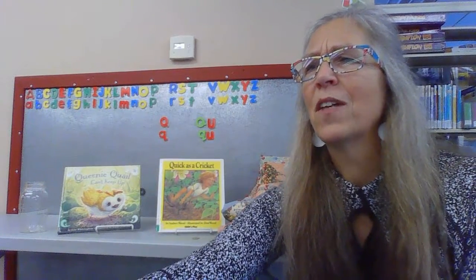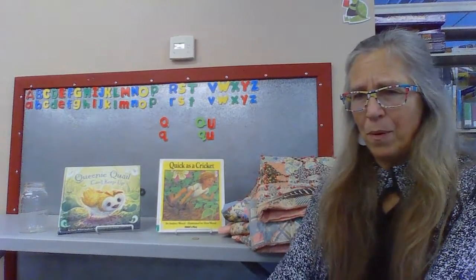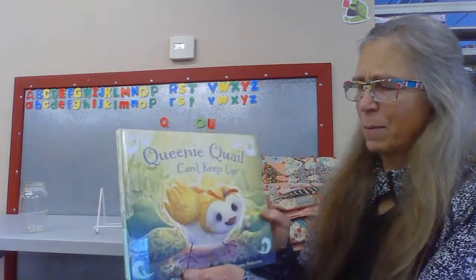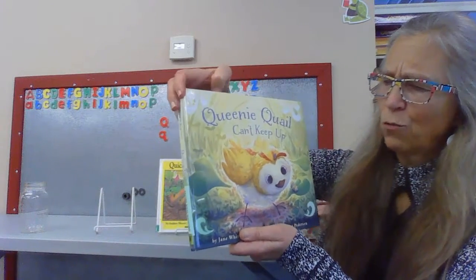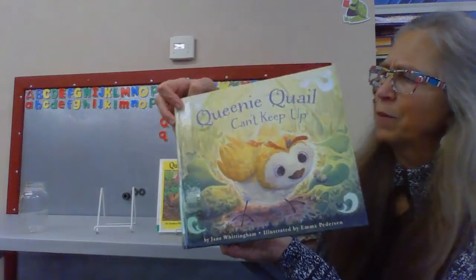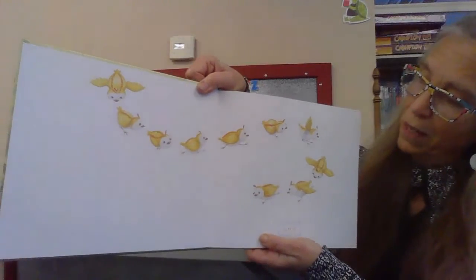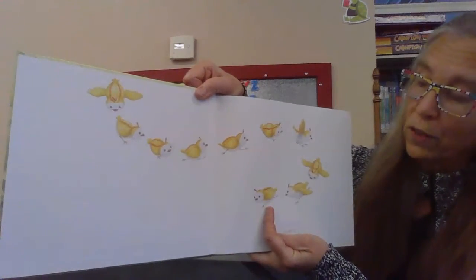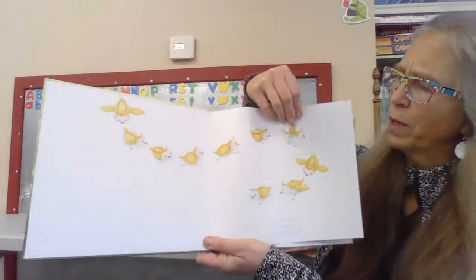And I think I have a second book today. Queenie Quail Can't Keep Up. What do you think this is about? There she is. There's Queenie Quail. She's having trouble keeping up. That happens sometimes. Oh, those must be all of her brothers and sisters being led by the fastest, the quickest quail. We all have our speeds, don't we?